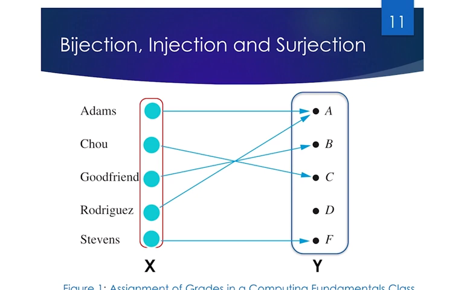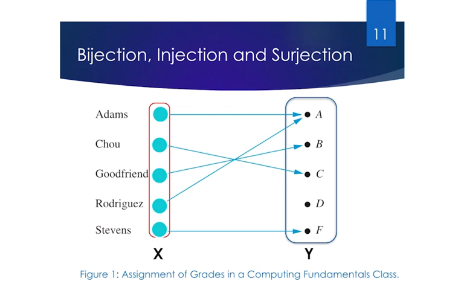You will see in the figure that Adams is mapped to A, Chow is mapped to C, Goodfriend is mapped to B, Rodriguez is mapped to A, and Stevens is mapped to F. Now you will notice that D, the element in the set Y, has not been mapped by any element from the set X. So we can call this function one-to-one, but it is not an onto function.